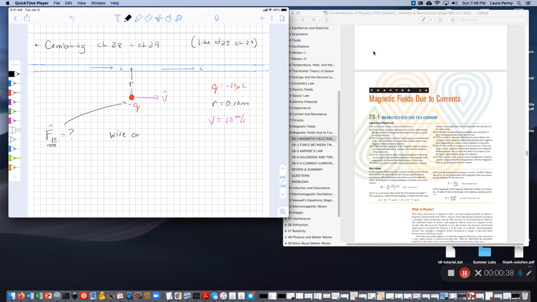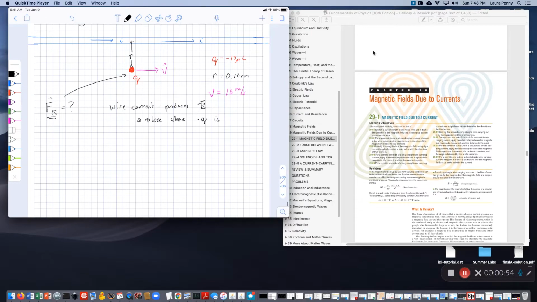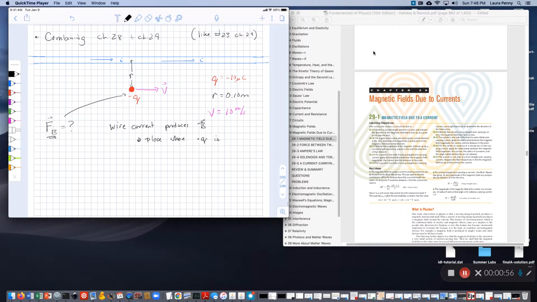The wire's current produces a magnetic field at the place where the negative charge is. So first I have to figure that out. I have to say, okay, at this distance here, what's the magnetic field being produced by my current carrying wire?